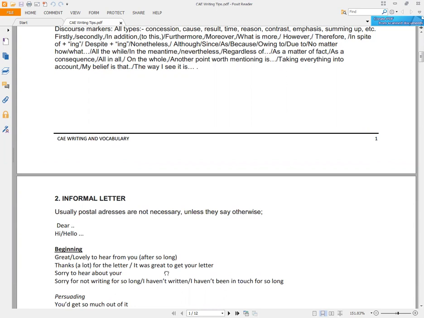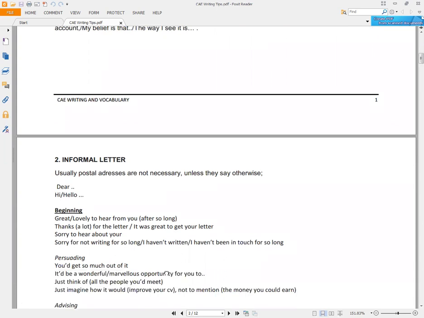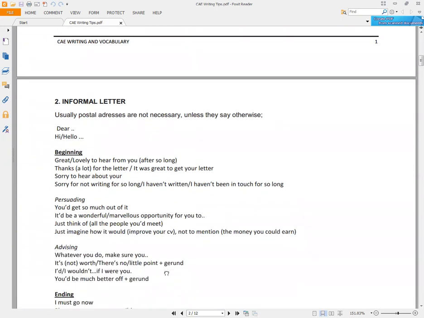You can use dear, hi, hello. How can you start an informal letter? Here are some ways you can use to begin an informal letter. Great, lovely to hear from you. Thanks a lot for the letter. It was great to get your letter. Sorry to hear about your, and so on. Sorry for not writing for so long. I haven't been in touch for so long. It's just a way to start communication in an informal letter with someone who sent you one.